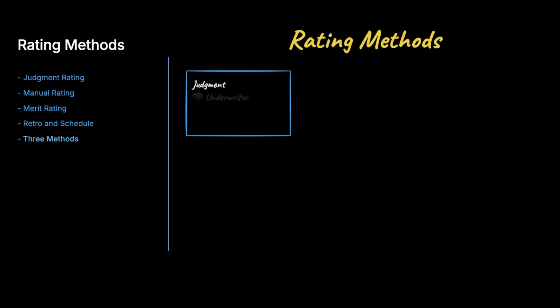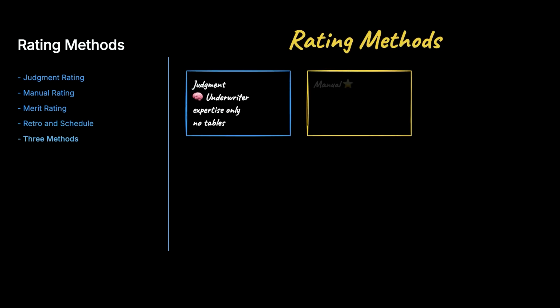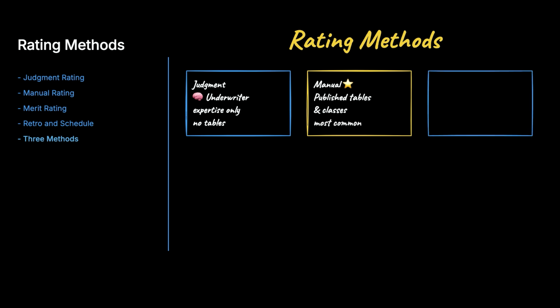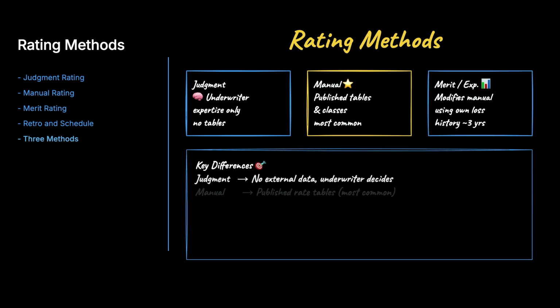Here is your exam tip for rating methods. Keep the three straight by their data source. Judgment rating uses pure underwriter expertise with no tables. Manual rating uses published tables and classes and is the most common method. Merit or experience rating modifies those manual rates using the insured's own loss history, usually over about 3 years.